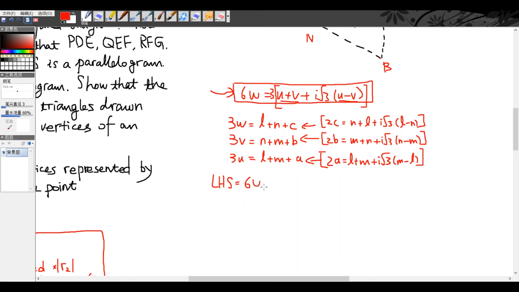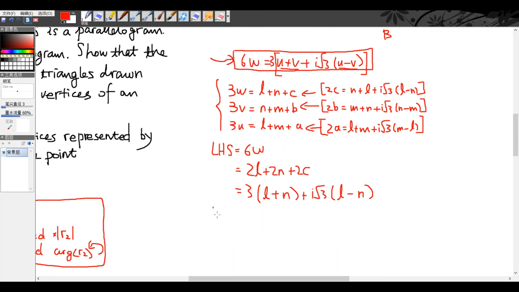Left hand side is equal to 6w, and by the equality we listed right here, 6w is equal to 2l plus 2n plus 2c, which equals 3 times l plus n, because 2c is just n plus l, and we have 2l plus 2n here, so we end up with 3 times l plus n, plus i times the square root of 3 times l minus n. So this is our left hand side.